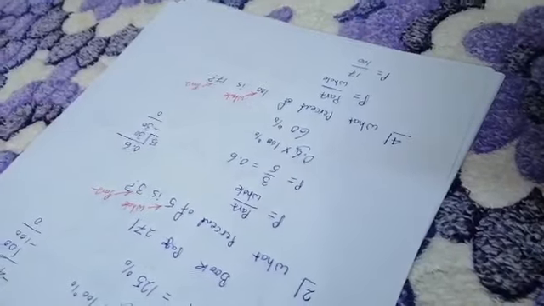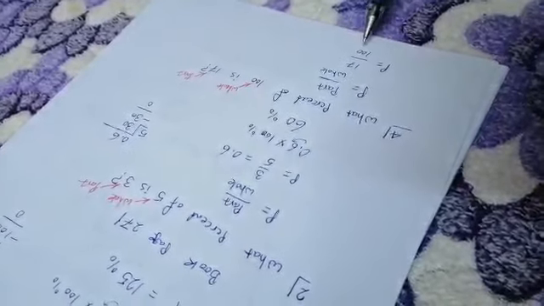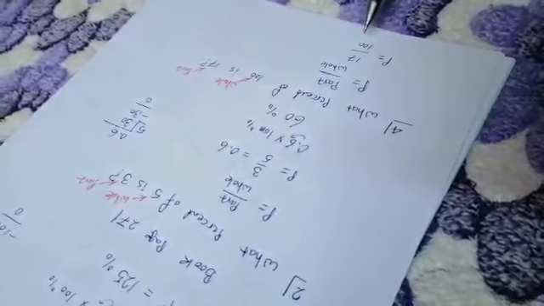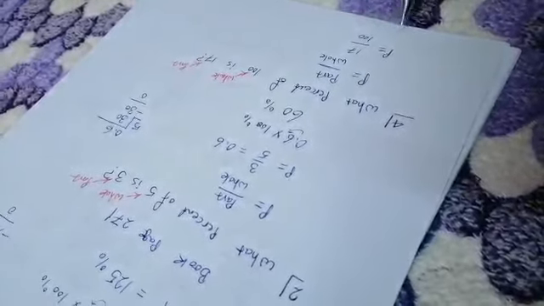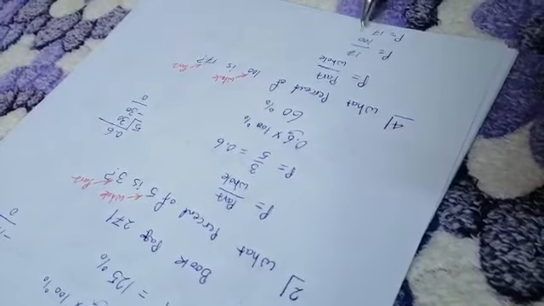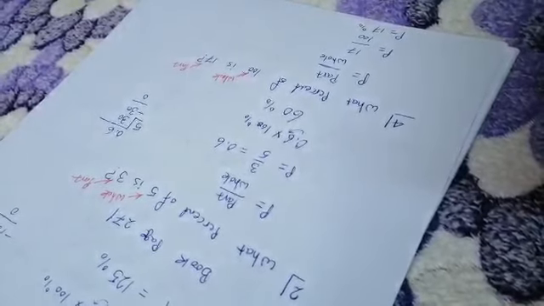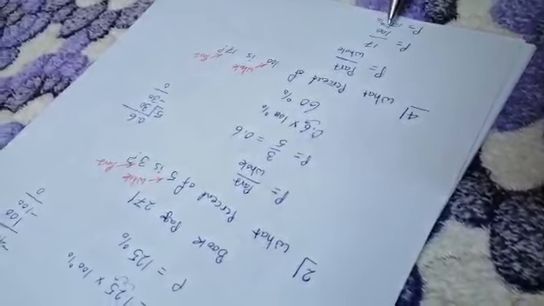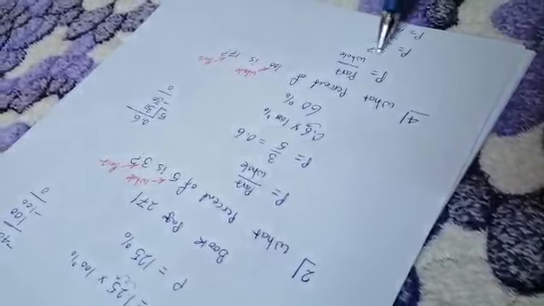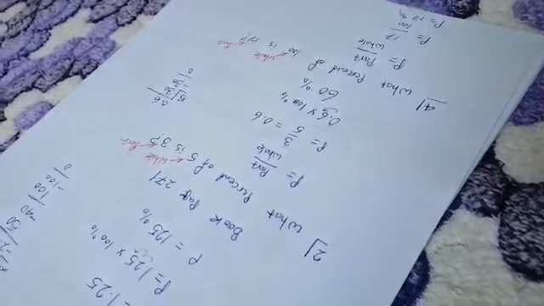Look guys, when we have a fraction and the denominator is 100, we can write it as a percent directly because the numerator represents the percent. Then P equals 17%. Here we don't need to divide. Because the denominator is 100, we use the numerator as the percent.